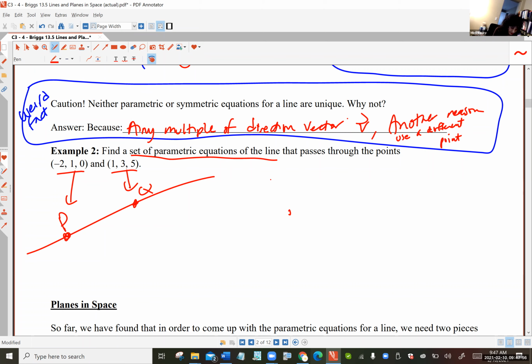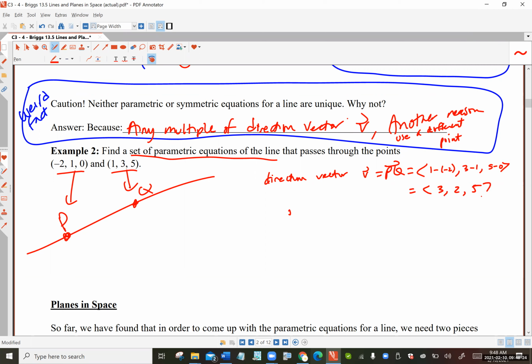Guess what? Good news. Your direction vector will be, we'll call it V, but we could rename it. It is PQ. You can just use the PQ vector as your direction vector, because that's certainly parallel to your line. Let's use it. So you guys know how to form a vector. Terminal minus initial, 1 minus negative 2, 3 minus 1, 5 minus 0, and I get the components 3, 2, 5. Is that right? Yeah, that's what I got.